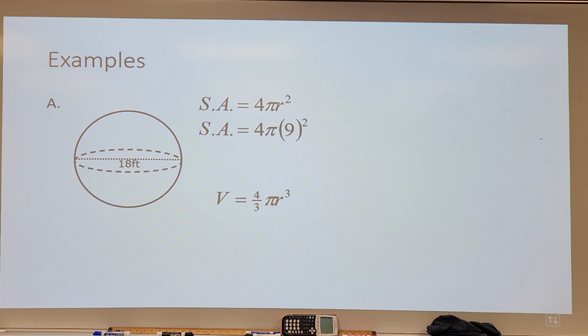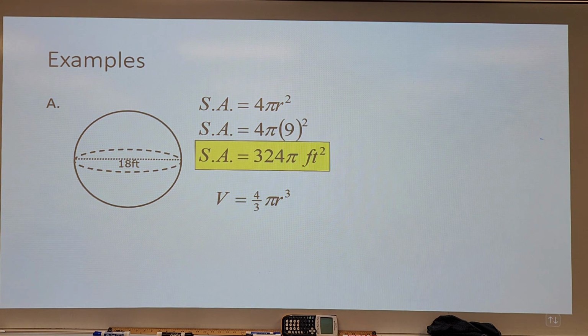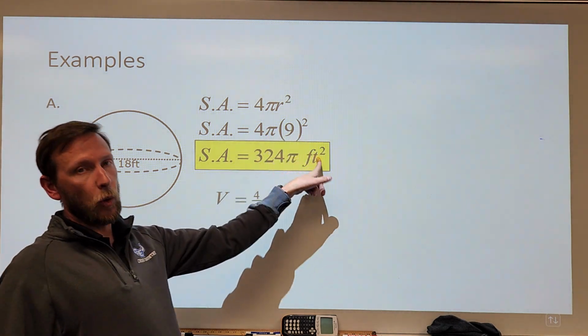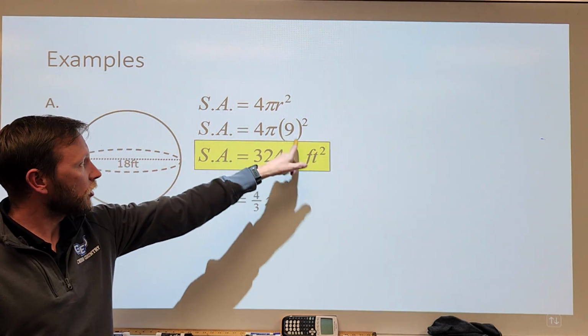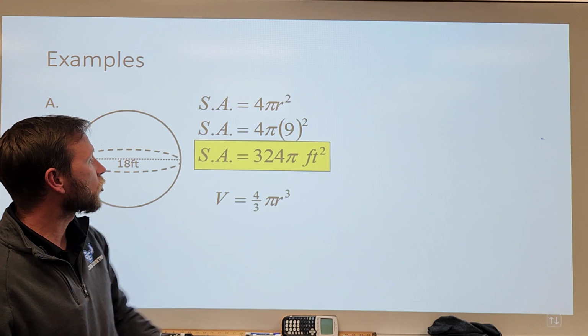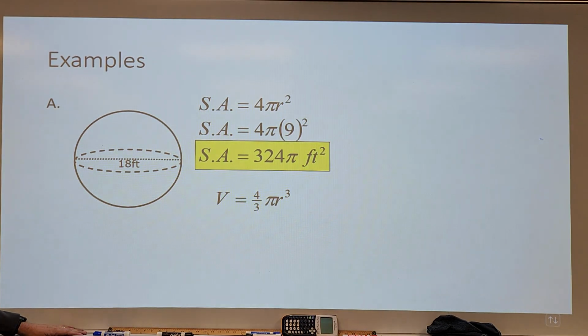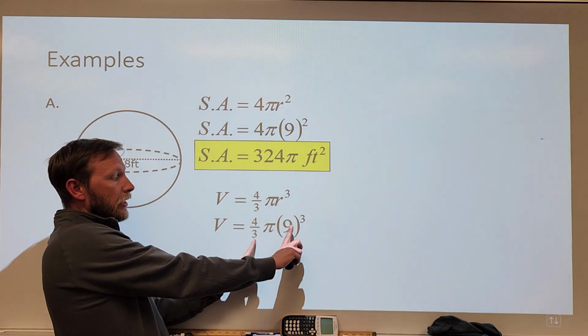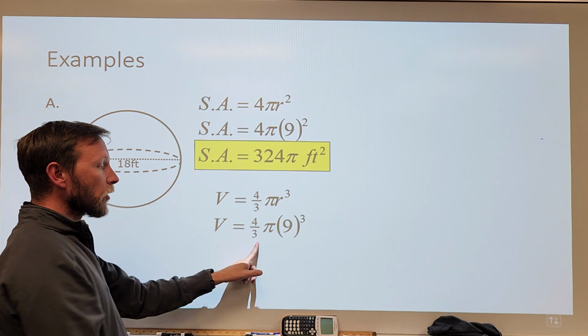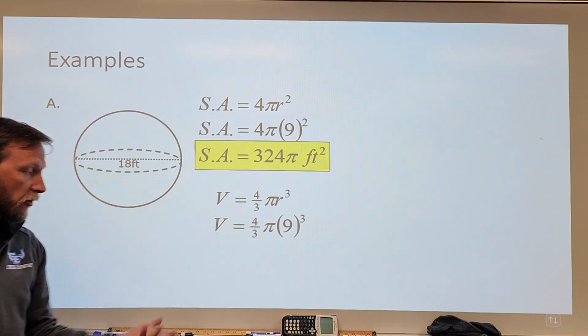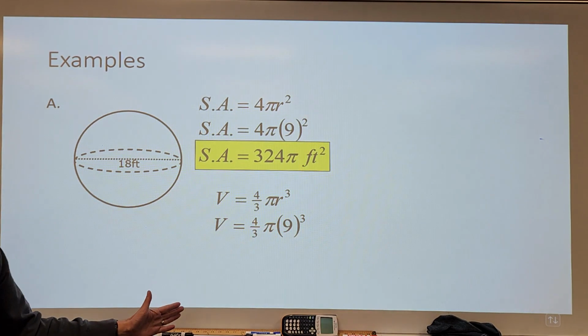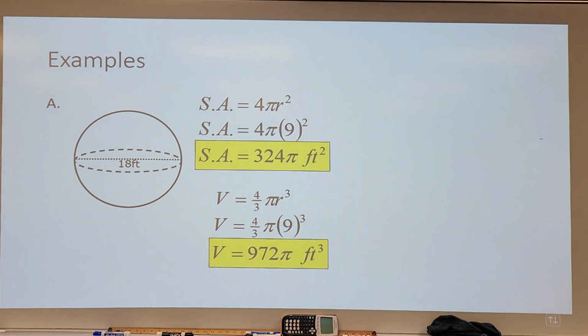And so we have 4 times pi times 9 squared, or 4 times pi times 81, and we get 324 pi square feet. All right, the feet are times each other. So 9 feet times 9 feet gives us feet squared. For the volume, 4/3 pi r cubed, we will have 4/3 times pi times 9 cubed. Here we know that 9 is divisible by 3, so that means that 9 cubed will also be divisible by 3. And so we're going to end up with 972 pi feet cubed, or cubic feet.